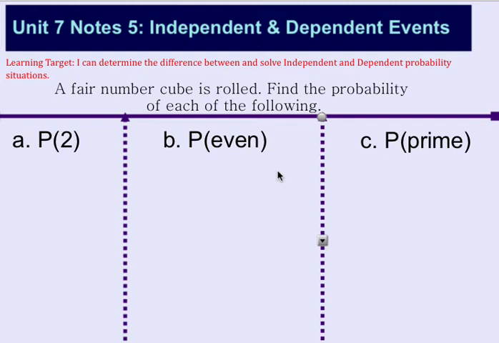Today we're going to be working on Unit 7, Notes 5. We are going to be talking about independent and dependent events. So let's start by taking a look at some probabilities and where we're going to be using this concept.